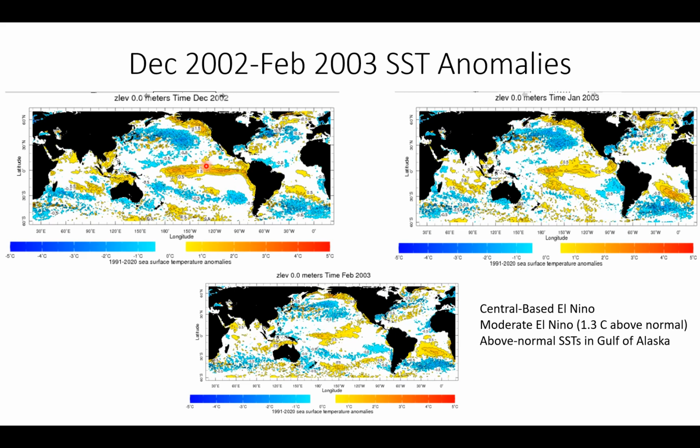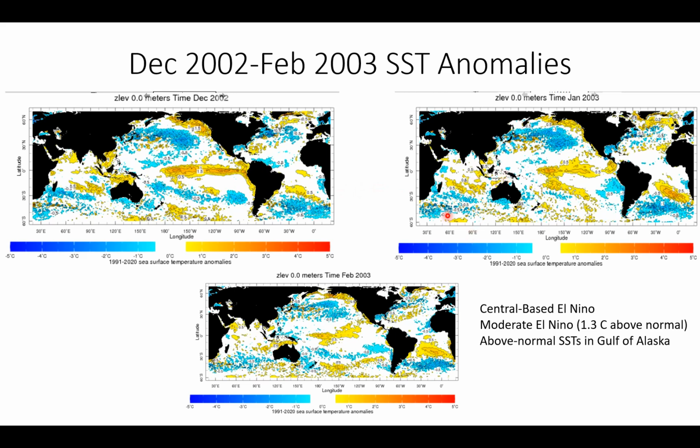And so in December of 2002, we had the El Nino ongoing, extending from the west coast of South America all the way out past the international dateline. We had an area in December 2002 of below normal water temperatures up in the North Pacific, North Central Pacific, and then up in the Gulf of Alaska, there was an area of above normal sea surface temperature anomalies.